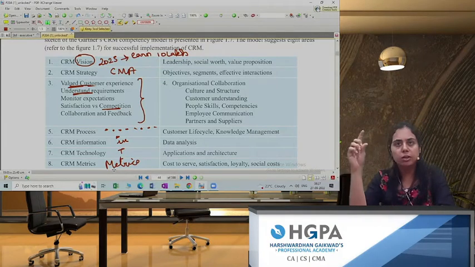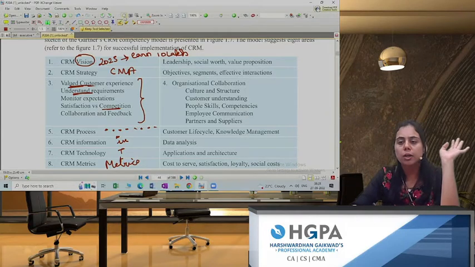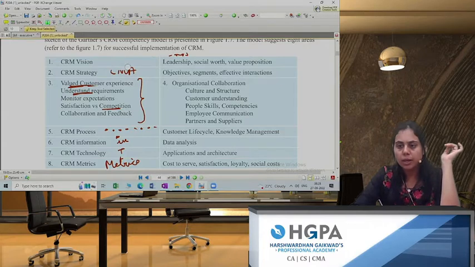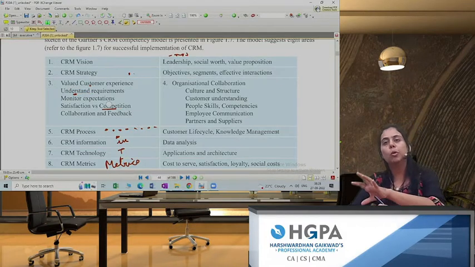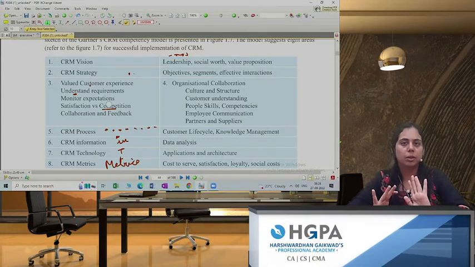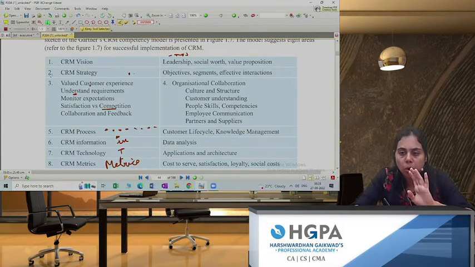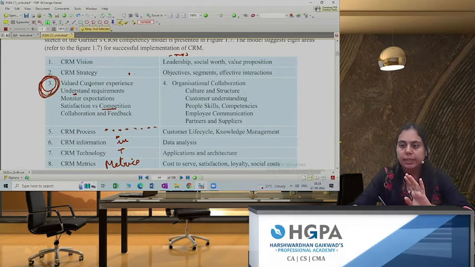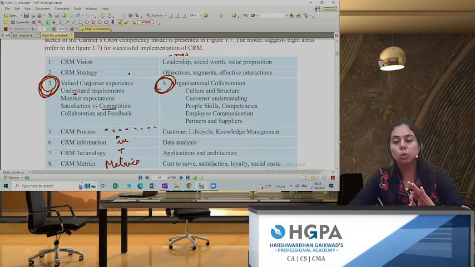The first is setting a vision. Very important. First of all, set a vision. Second is setting a strategy. I'm as of now skipping the third and fourth point; they will be detailed. What does the customer need and what does the company have? The third point is what does a customer need? And the fourth point is how an organization is working towards it.